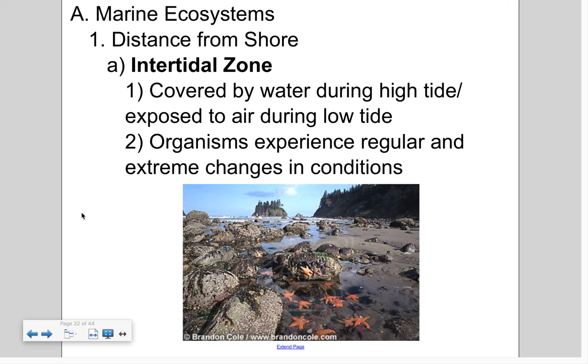But marine ecosystems, we can classify them based on their distance from shore as well as how deep they are. So I'm going to start with distance and then talk about depth. Distance from shore, the first zone is called the intertidal zone. Basically, it's your high tide and low tide. It's the area of land that's covered during high tide and exposed to the air during low tide. The organisms found in the intertidal zone go through regular extreme changes on a daily basis because you get 2 high tides and 2 low tides. Starfish in the intertidal zone, if they get left out in a dry area during low tide and don't find water, could desiccate, dry out and die.